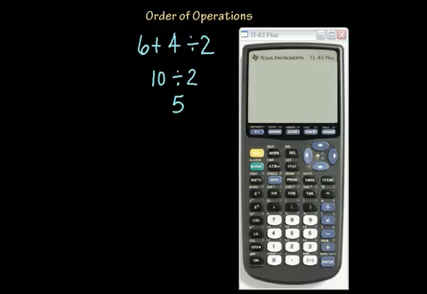Now if we took the calculator and did 6 plus 4 divided by 2, we get 8. So we get two conflicting answers. One is 5 and one is 8. Which one is the right one? I'll tell you right now that the 8 is the correct answer, and I'm going to show you why and how we get that 8 as the correct answer.